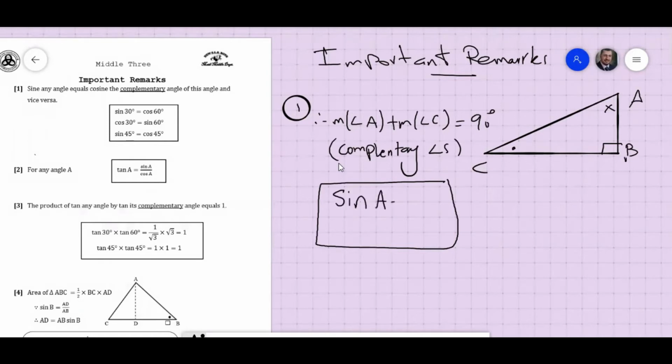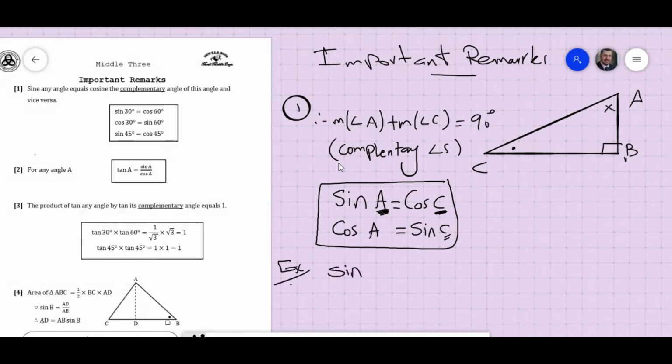Sine A will be equal cosine C. Why? Because these two angles are complementary angles. And cosine A equals sine angle C. This remark is only for the two complementary angles. I can give you an example on this part.